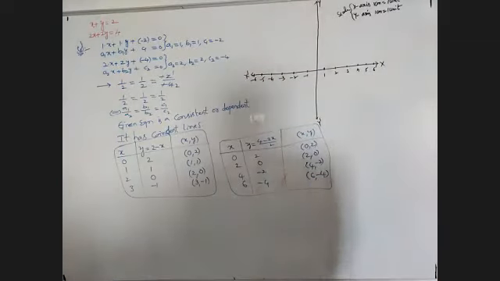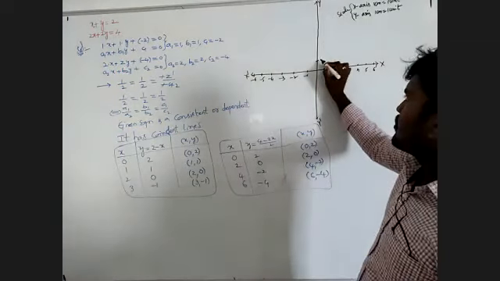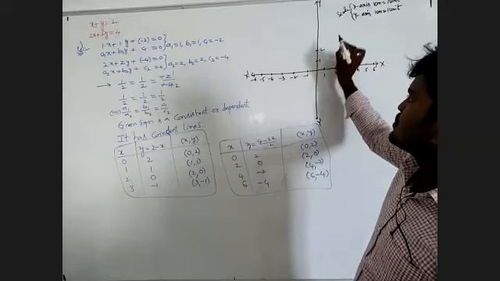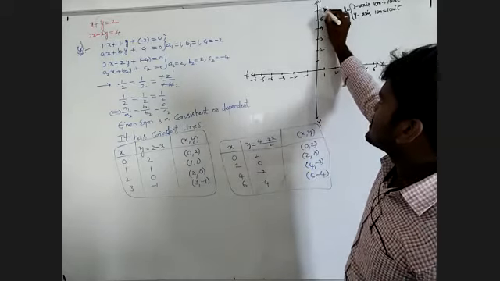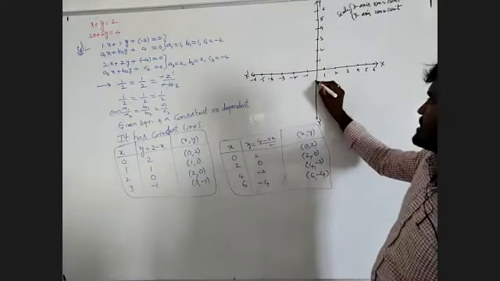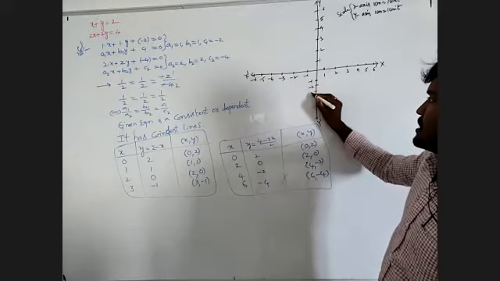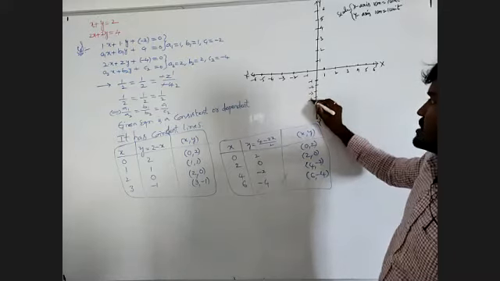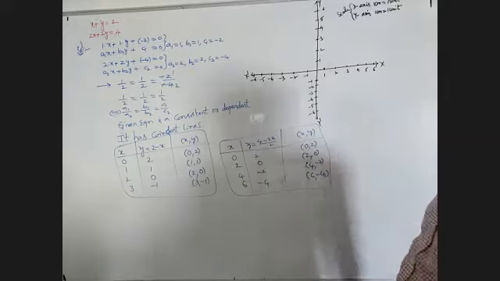I have to take the y-axis. This is 1, this is 2, this is 3, this is 4, this is 5, this becomes 6. After that I have to take the negative y-axis. This is minus 1, this is minus 2, this is minus 3, this is minus 4, this is minus 5. After that, this is minus 6.